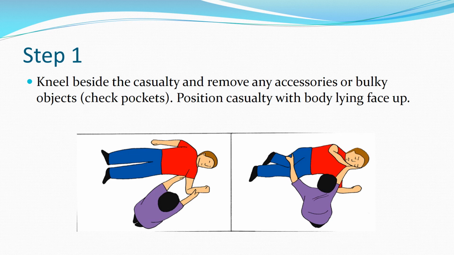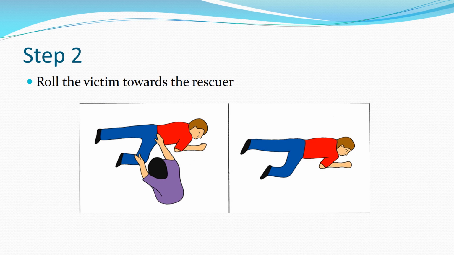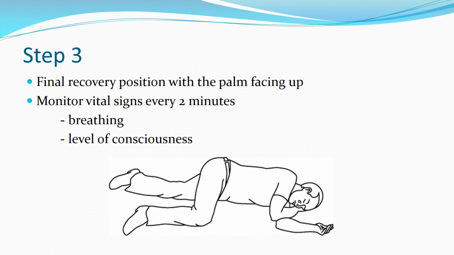One, kneel beside the casualty and remove any accessories or bulky objects. Yes, very important. If he has a sharp key in his pocket, he may get hurt if you move him to the side. So we will remove any sharp objects. And then you position the casualty with body lying face up. Victim towards yourself. You are the rescuer or the first aider. The final recovery position, and as you can see, he will have one palm facing up, and the other hand is supporting his own head.